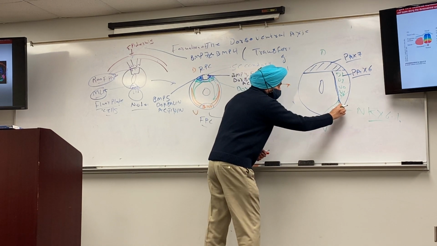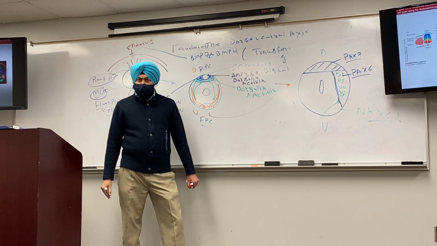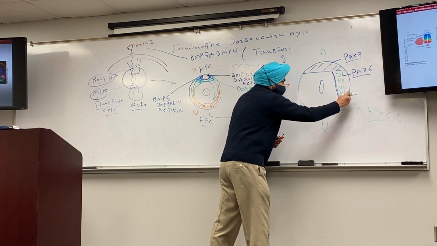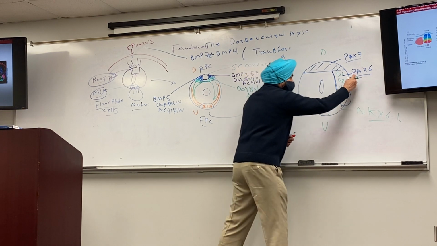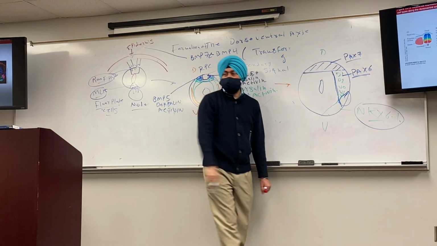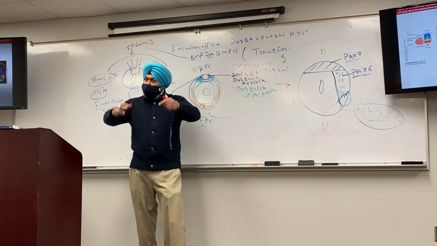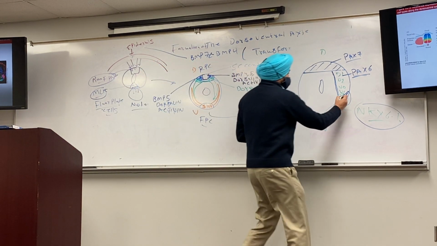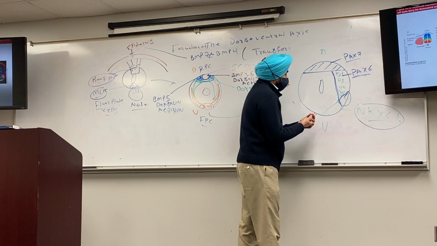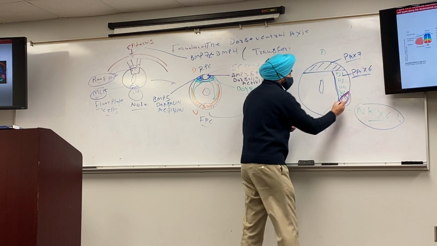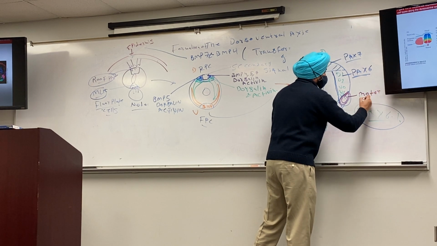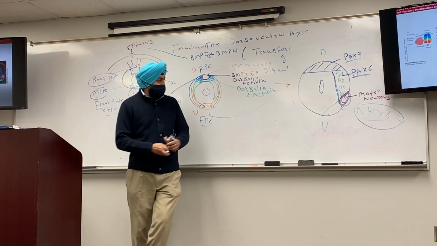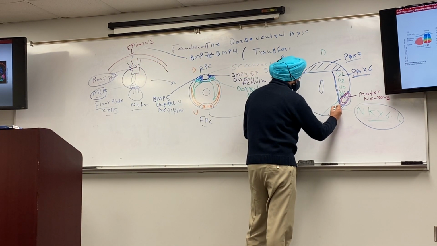Now, here is an interesting thing. If you look here, in this area you can see that there is an overlap of PAX6 and NKX6.1. Those neurons where both PAX6 and NKX6.1 are made are going to become motor neurons. And the neurons which have only NKX6.1 will become V3 neurons.